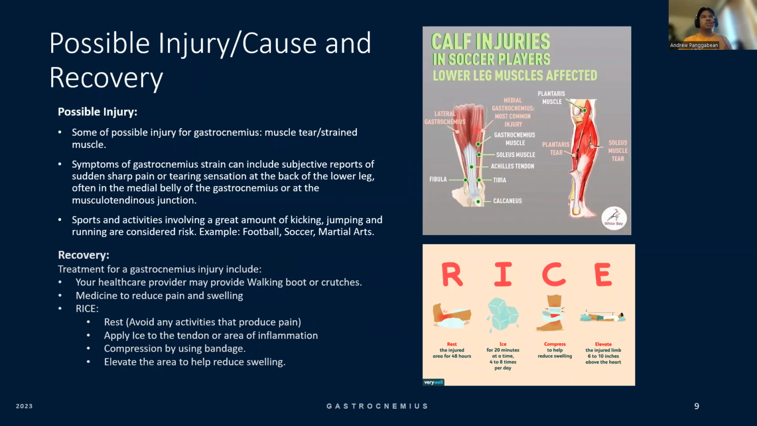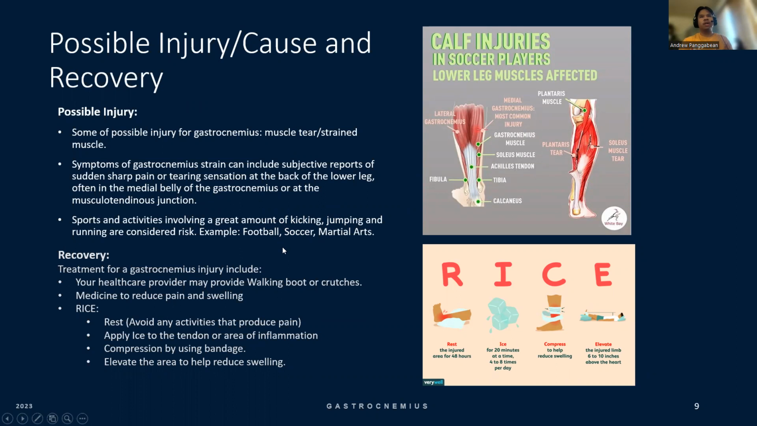So what are some possible injury causes and how do you recover for this muscle? Some possible injuries would be a muscle tear or strained muscle. The symptoms of a gastrocnemius strain can include subjective reports of a sudden sharp pain or tearing sensation at the back of your lower leg. It is often in the middle belly of the gastrocnemius or at the musculotendinous junction. So usually you tear your gastrocnemius in this area. That's the common area where you will get a tear in your muscle.